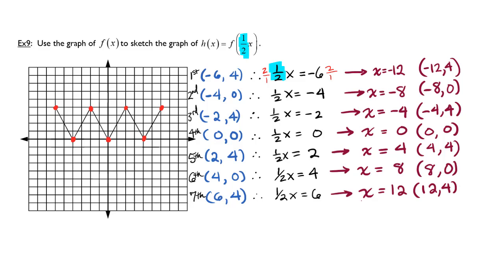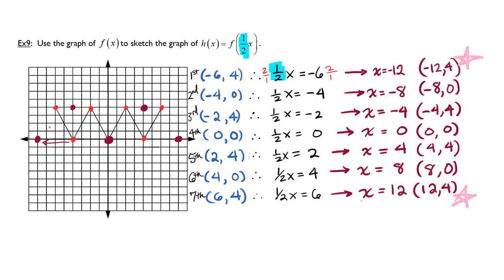If I graph these new coordinate points, the first one and the seventh one are not going to fit on the graph, so I'm going to skip down to the second one. That's at -8, 0. So I'm shifting the second coordinate point to the left. The third coordinate point is -4, 4. The fourth coordinate point is 0, 0. The fifth coordinate point is 4, 4. And the sixth coordinate point is 8, 0.